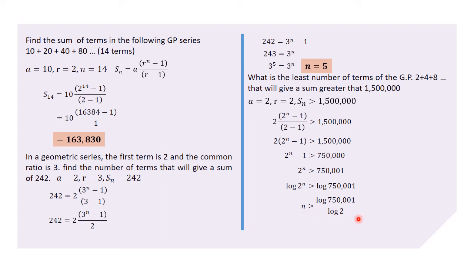Therefore, we need to operate that using your calculator. The answer will be 19.52. If that's the case, therefore, the least number of terms should be 20. And so that should be the answer there. The least number of terms should be 20. That's the answer for the question as we were asked there.